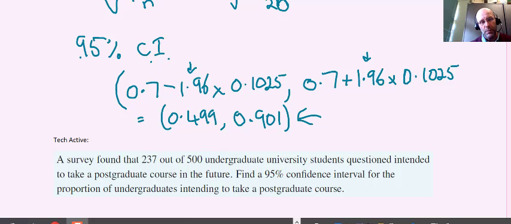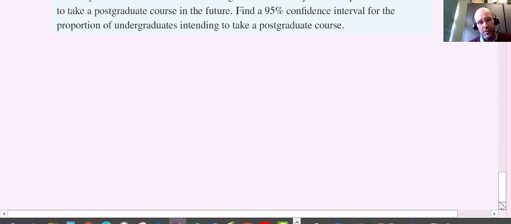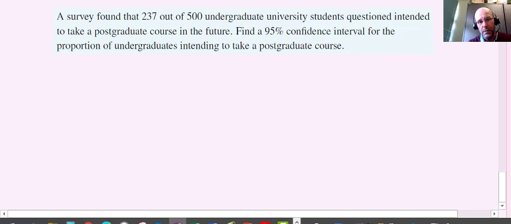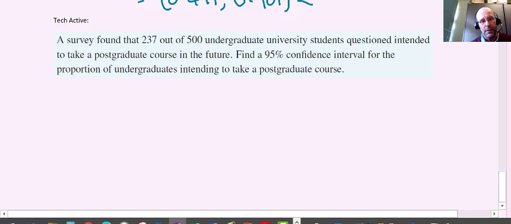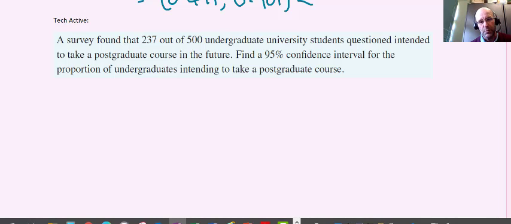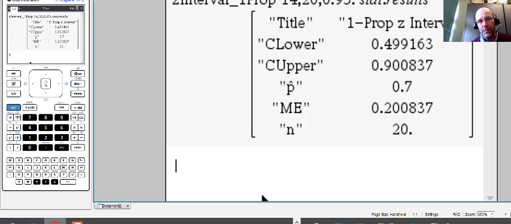Okay, one last one, which is tech active again. So we have a survey that 237 out of 500 undergraduate university students questioned intended to take a postgrad course in the future. A 95% confidence interval is needed here. So let's find that. We'll use the tech active again. So we have 237 out of 500. Let's go through that again.